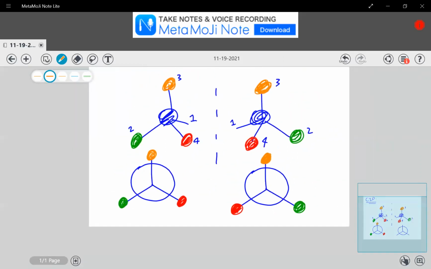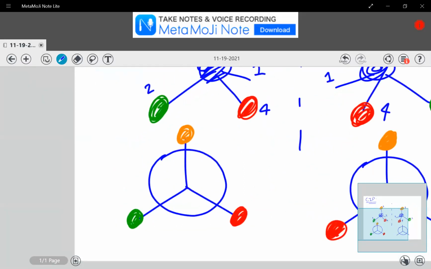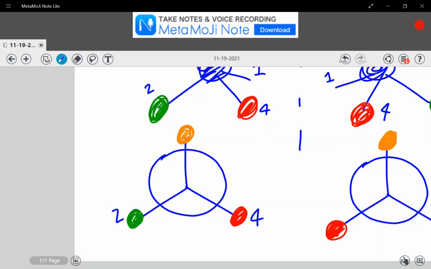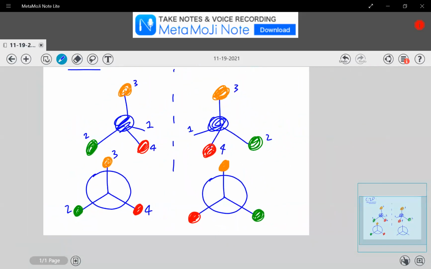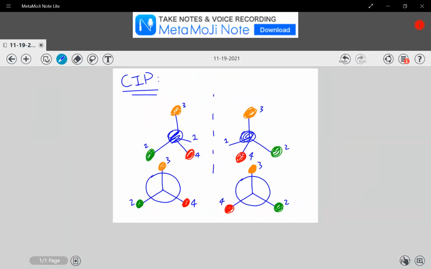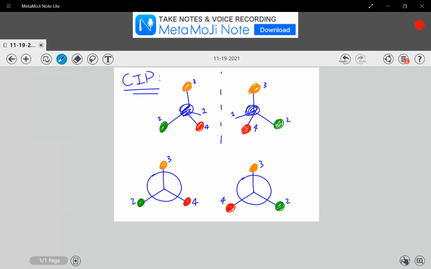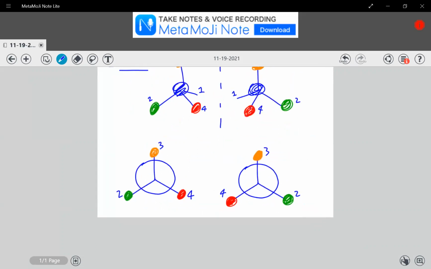All right. So now remember how we numbered them earlier? We're going to go ahead and put those numbers in here. Green was 2, red was 4, orange was 3. Green 2, orange 3, and red was 4. Cool. Let's go ahead and move these up. All right. So now what? We've got our two mirror images. We've got our Newman projections.